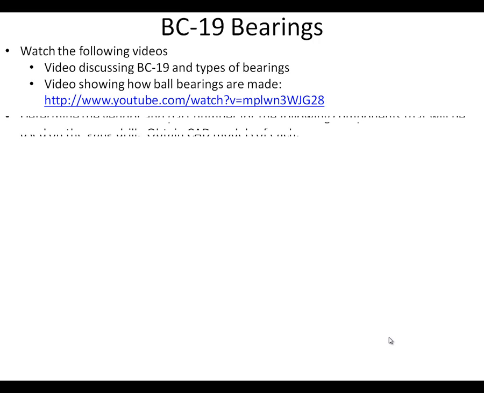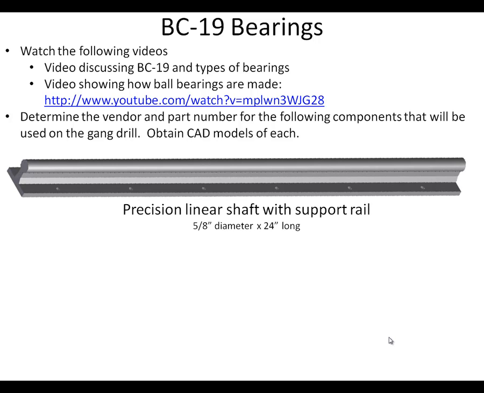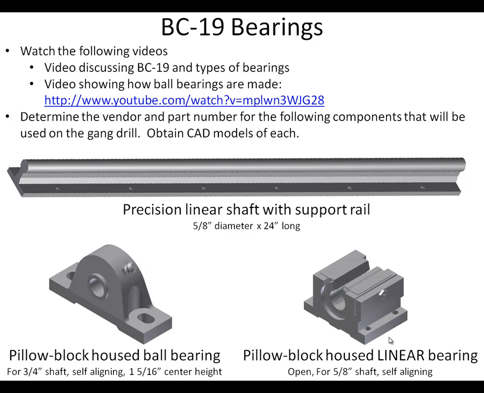After you've watched those videos, determine the vendor and part number for the following components that will be used on the gang drill and obtain CAD models of each one. The precision linear shaft with support rail. It's 5/8 diameter, 24 inches long. A pillow block housed ball bearing for a 3/4 shaft. It's a self-aligning bearing, 1 5/16 center height. And a pillow block housed linear bearing, an open style for a 5/8 inch shaft, self-aligning.